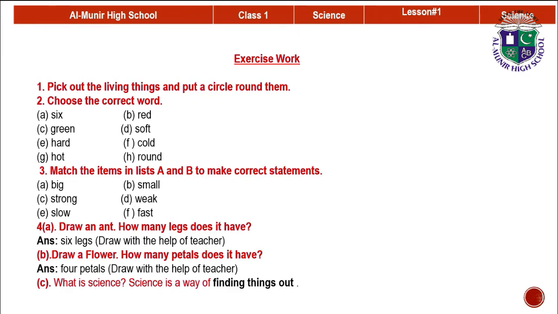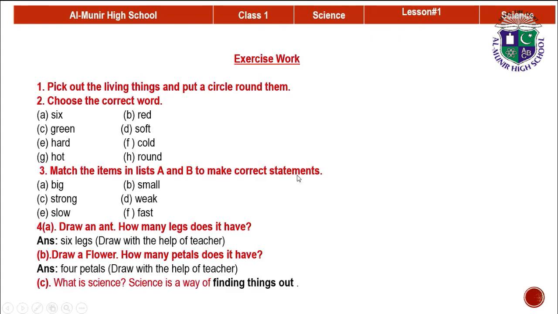Question number 1 is put out the living things and put a circle around them. This question has been done. And now question number 2 is choose the correct word, and this is also done. Now the question number 3 is match the items in list A and B to make correct statement.